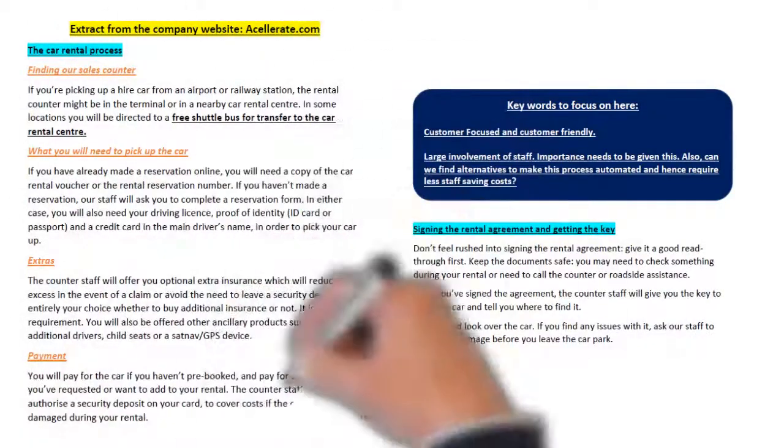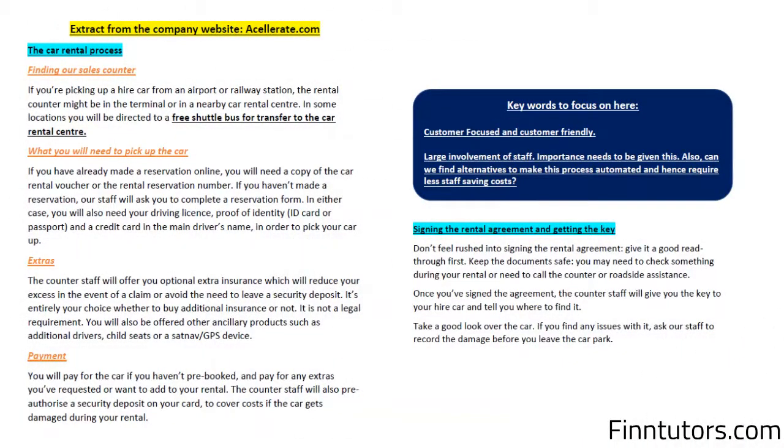We move on to the next part, which is the extract from the company's website. So they've given us an extract of what our website says. If you go to accelerate.com, which is a fictional company, doesn't really exist, this is what its website says. So we have laid out the rental car process for our customers. First is to find our sales counter. If you're picking up a hire car from an airport or a railway station, the rental counter might be in the terminal or nearby. In some locations, you will be directed to a free shuttle bus service, and that's something that we offer.